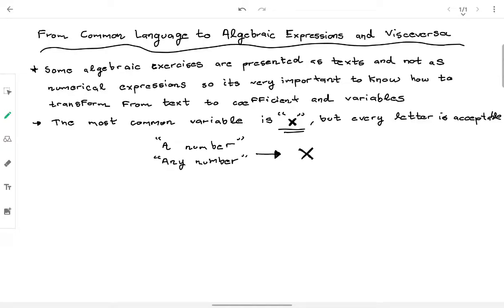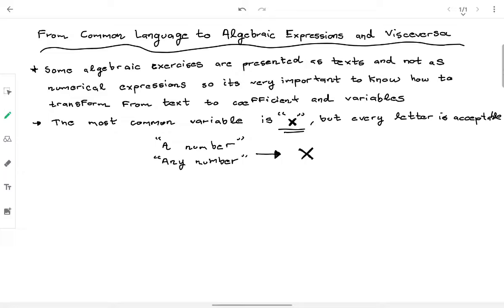Today's topic is going to be how we can change from common language to algebraic expressions and vice versa. Some algebraic exercises in some books are presented as text and not as numerical or algebraic expressions. So it's very important for us to know how to transform from text to coefficients and variables. That's why this topic is also very important, because many exercises in books are presented as text and we need to change them to letters and numbers.